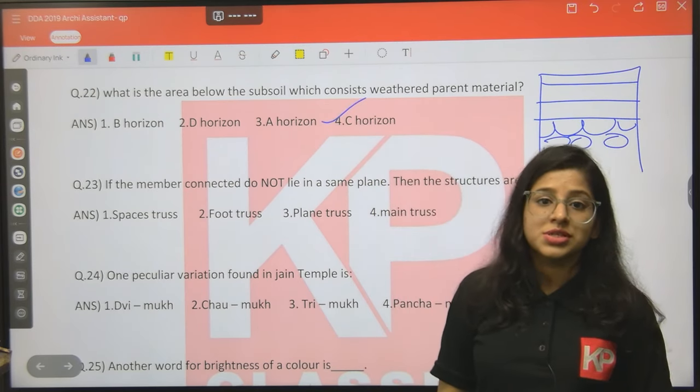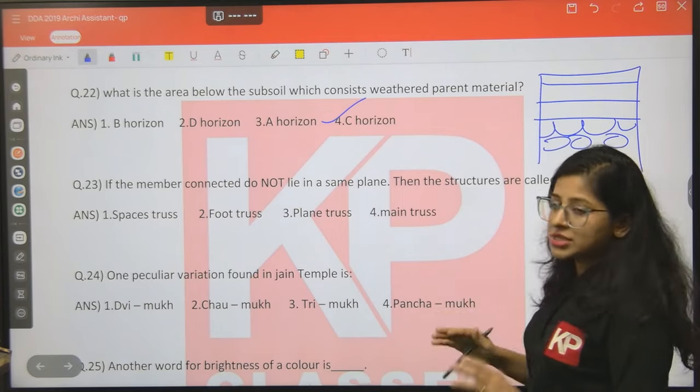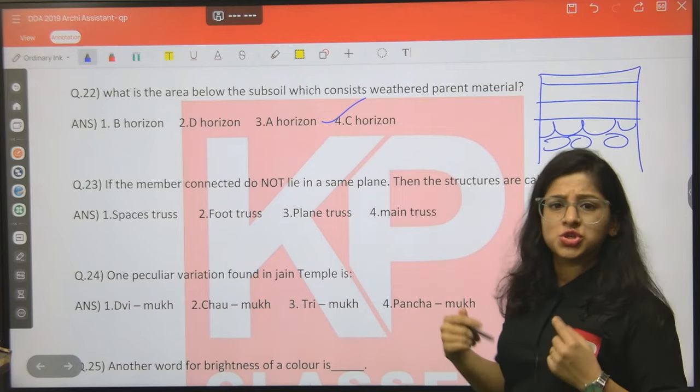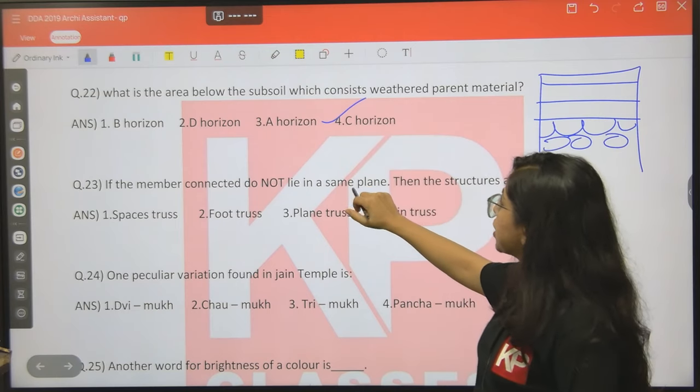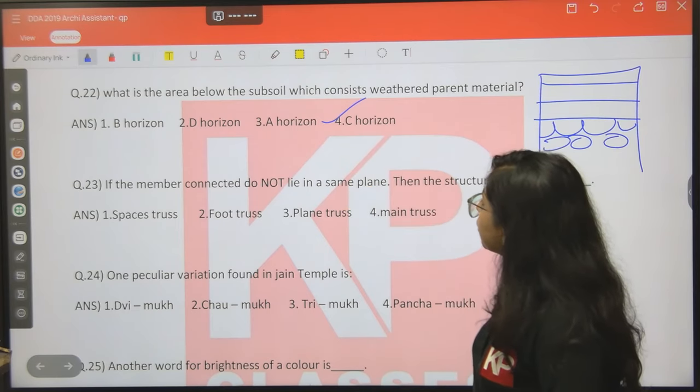This is basically your C horizon. You know, there is the O horizon on the top, the top side, which is also known as the O horizon. Then you have A, B, and then you have the C horizon. So the answer will be number 4, that is the C horizon.